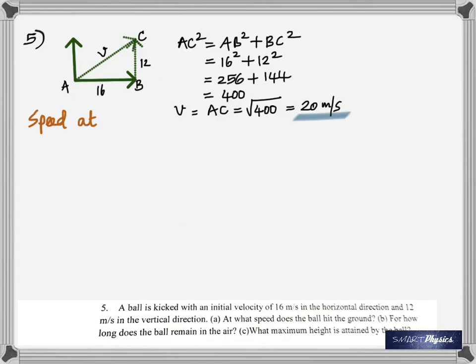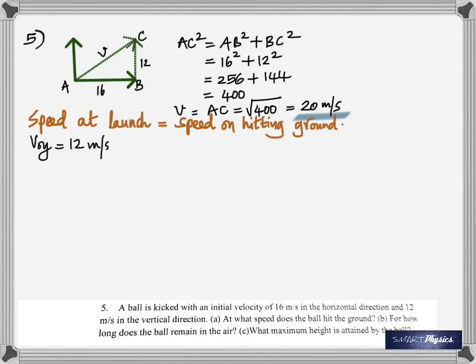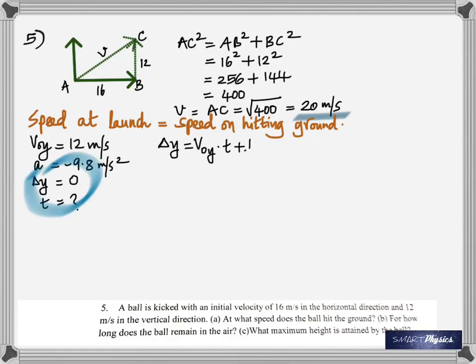The B part says that for how long does the ball remain in the air? Now for this we only use the vertical component. And the vertical component is 12 meters per second, correct? A is minus 9.8 meters per second squared. Delta Y is 0 because it lands back on the ground. We have to find the time.